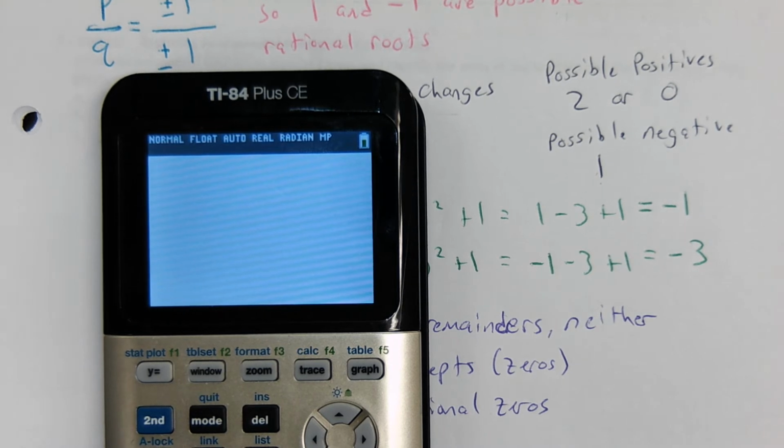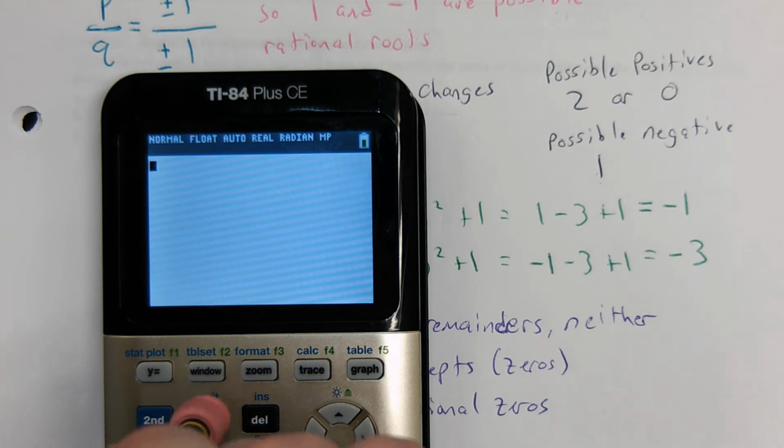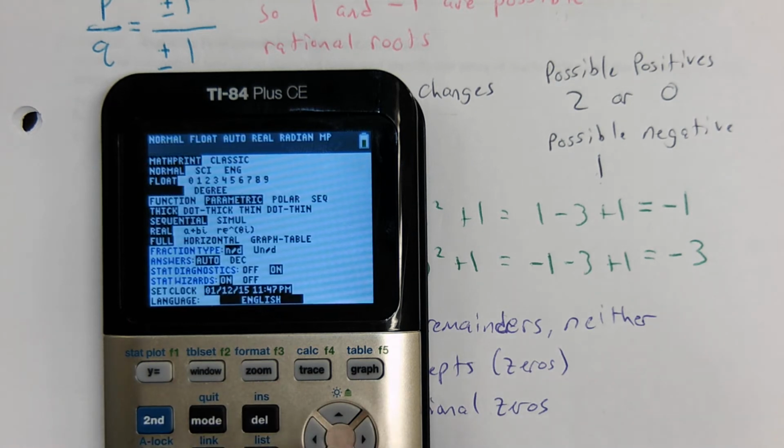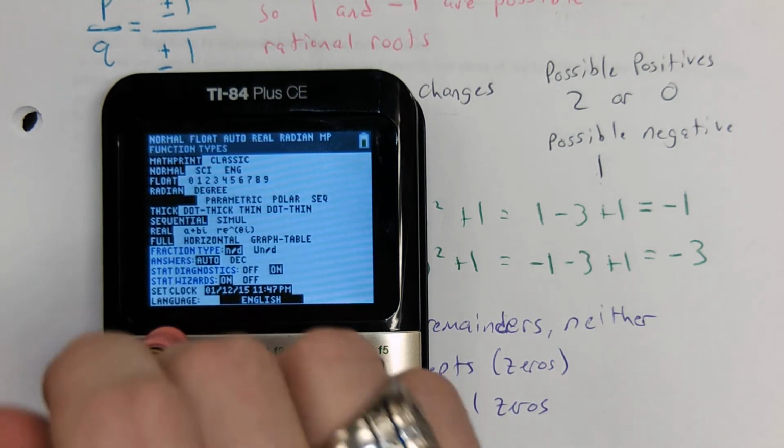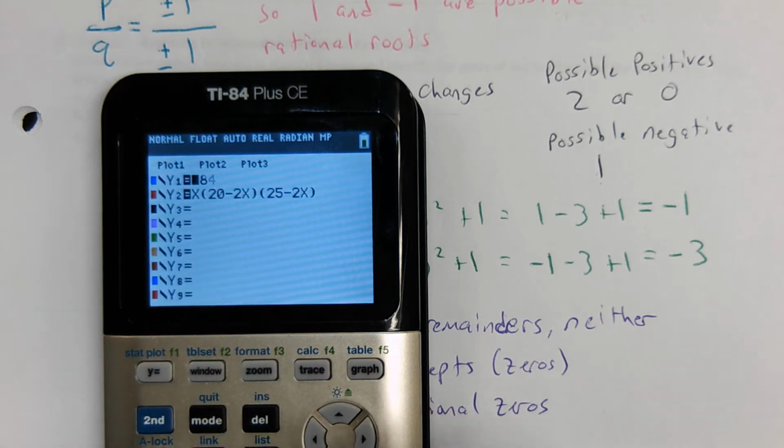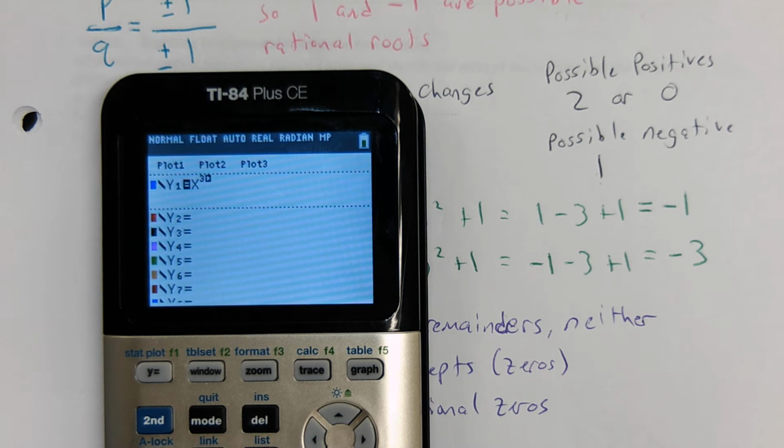The last time I used this calculator was yesterday, and I believe I was in parametric mode yesterday. Click mode. Yep. Scroll down to function. Alrighty, let's see. Let's clear the old stuff out of there. X to the third minus 3x squared plus 1.